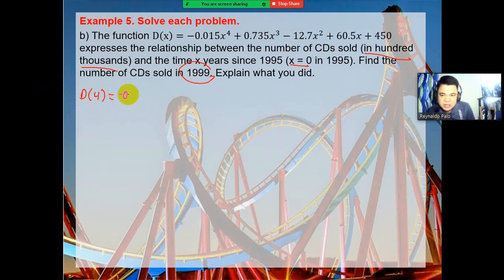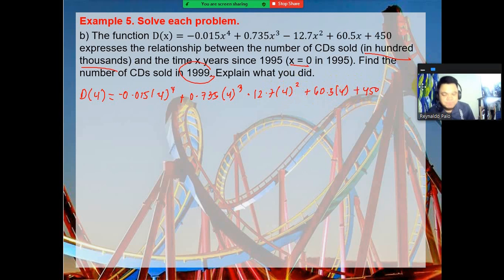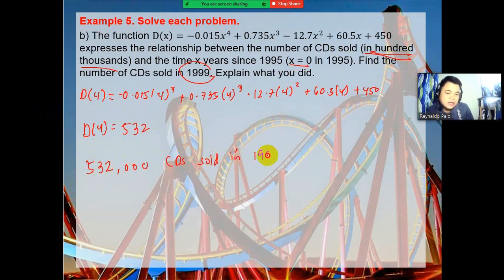Substitute everything. Negative 0.015 times 4 raised to the 4th power plus 0.735 times 4 cubed minus 12.7 times 4 squared plus 60.5 times 4 plus 450. Now please use your calculator to compute for d of 4. What is the answer? d of 4 is 532. But that's not yet the answer for the problem, because according to the problem, it's in 100,000s. So the final answer will be 532,000 CDs sold in 1999.